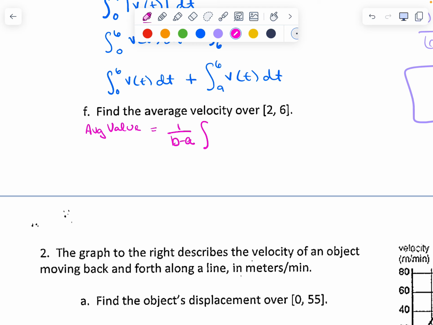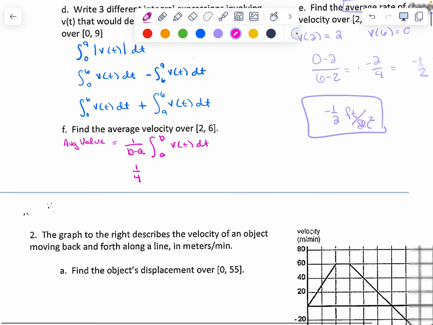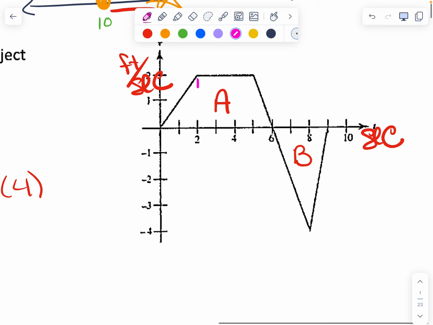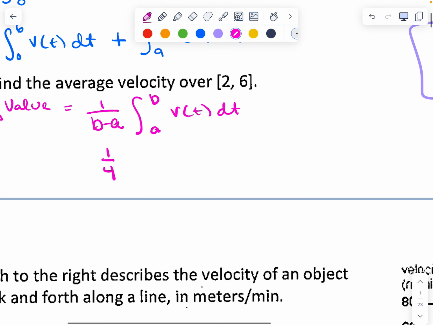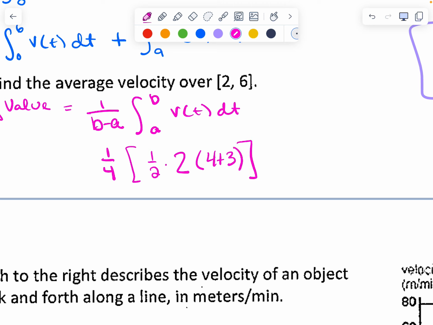Times the integral from a to b of v of t dt. So in this case, we're going from 2 to 6. So we have 1/4, and then from 2 to 6, we're looking at this area. From 2 to 6 is this trapezoid right here. So that's going to be 1/2 times the height of 2 times the sum of the bases. The bases are 4 plus 3. So that's going to be 7/4. And this, what are your units? Feet per second.